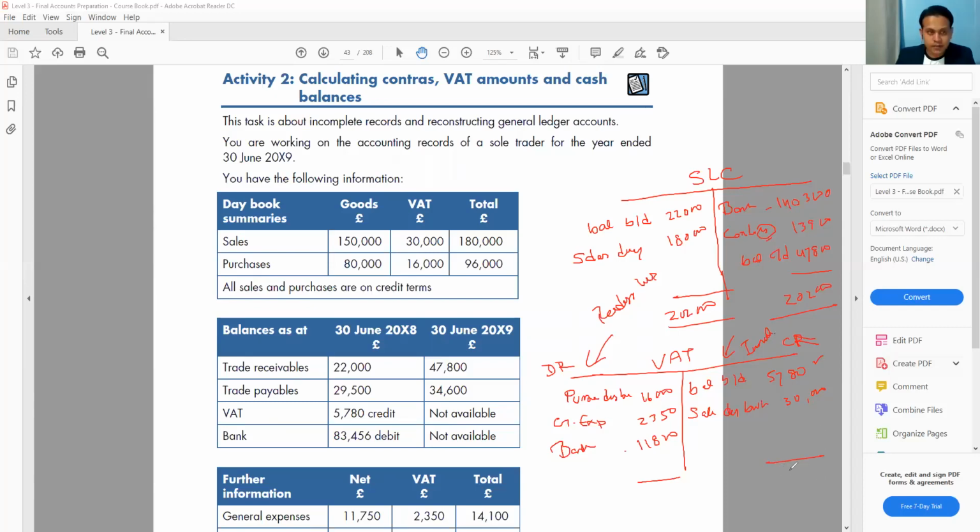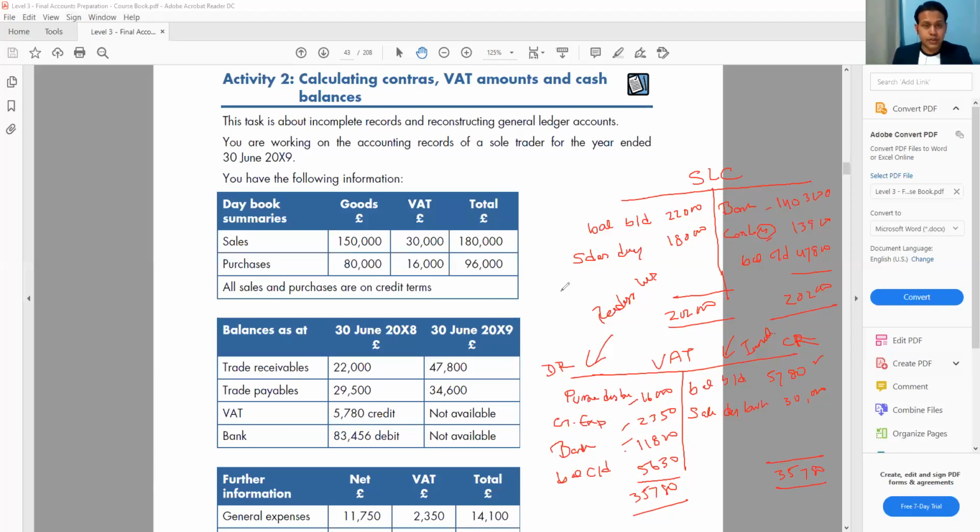So 35,780. Okay, no problem, Osim. So the total is 35,780. And you minus this, and that. If you minus this, that will give me the balance CD. So balance CD, how much is the balance CD? 5630. I'm sure all of us, we did this VAT control account before as well. It's not very difficult thing. So all of you should be fine for that.